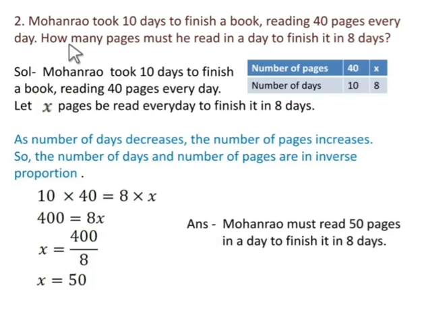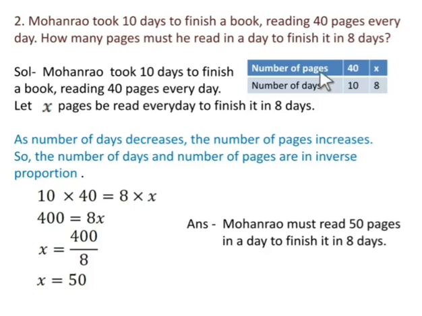Mohan Rao took 10 days to finish a book, reading 40 pages every day. How many pages must he read in a day to finish it in 8 days? Now children, let us see what is given in this example, number of pages and number of days. If he reads 40 pages daily, then he takes 10 days to finish a book. Now you have to find, if he has to finish the book in 8 days, then how many pages should he read in 1 day?